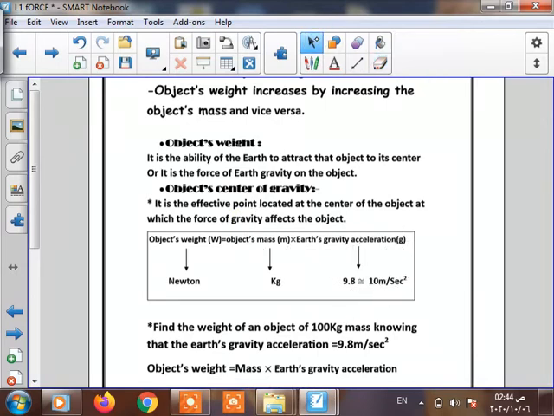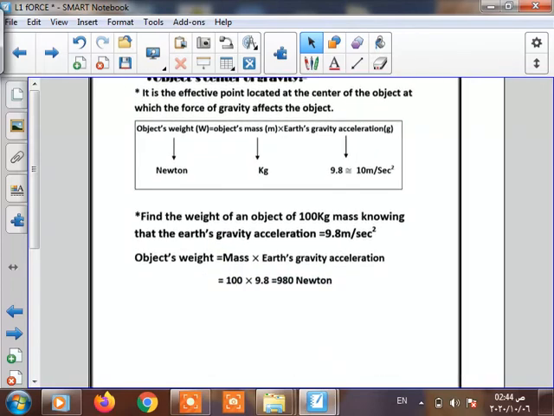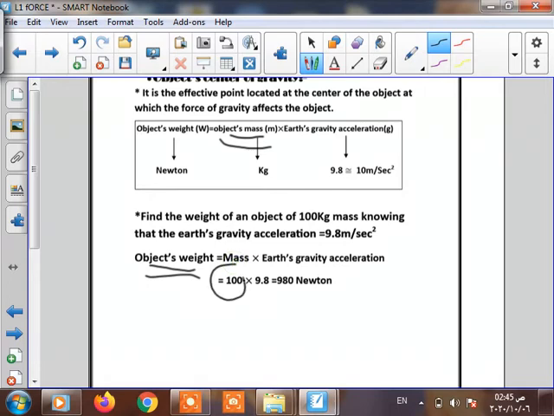Let's start with an example. Find the weight of an object of 100 kilogram mass, knowing that the Earth's gravity acceleration equals 9.8 meters per second squared. So from the previous relation, object weight equals object mass times Earth's gravity acceleration. So the object weight will equal 100 kilograms times 9.8 equals 980 Newton.